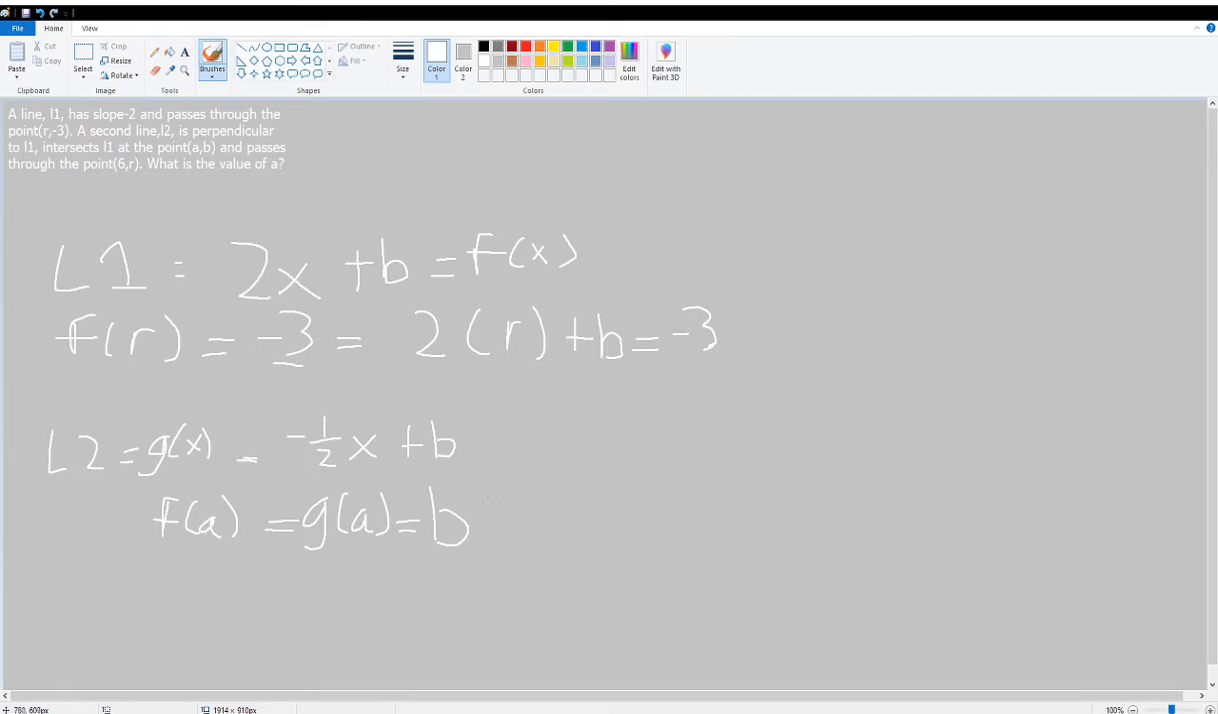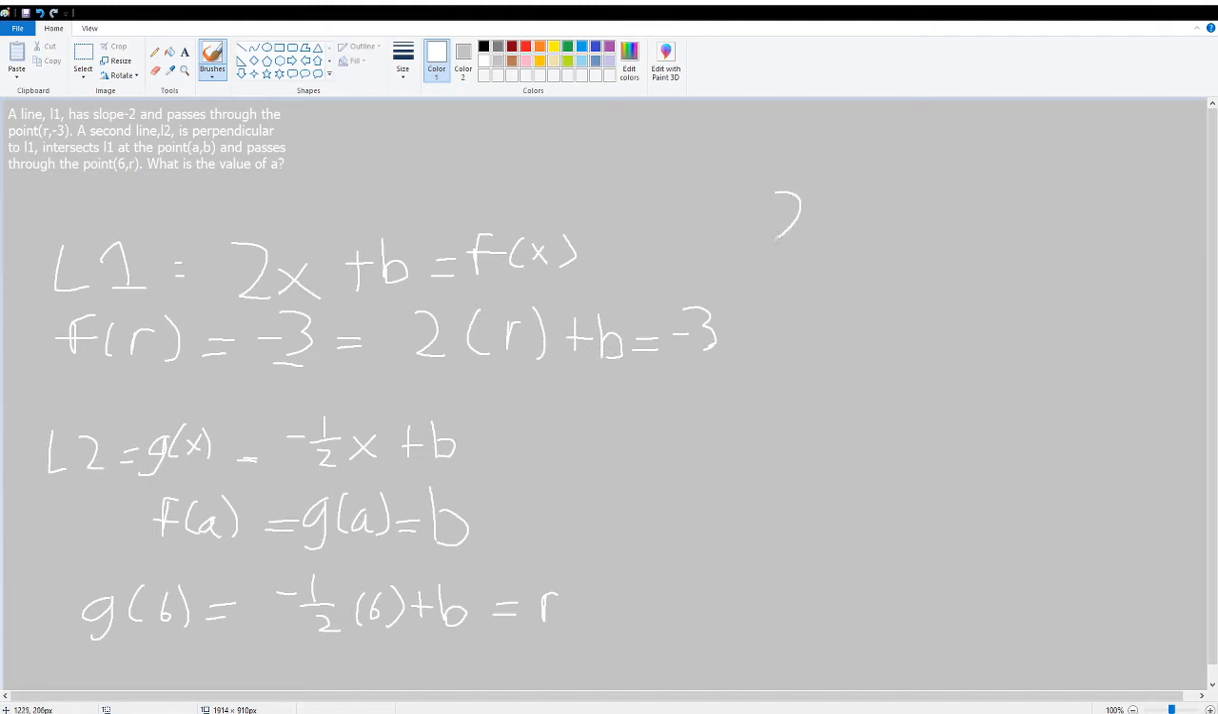And it tells us that L2 passes through the point (6, r). So g of 6 is equal to negative 1/2 times 6 plus b is equal to r. So here we have a lot of information. So let's see what we can do.